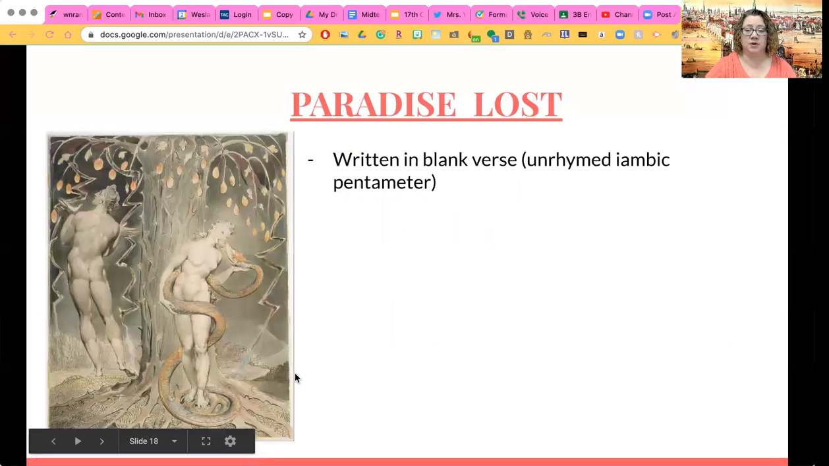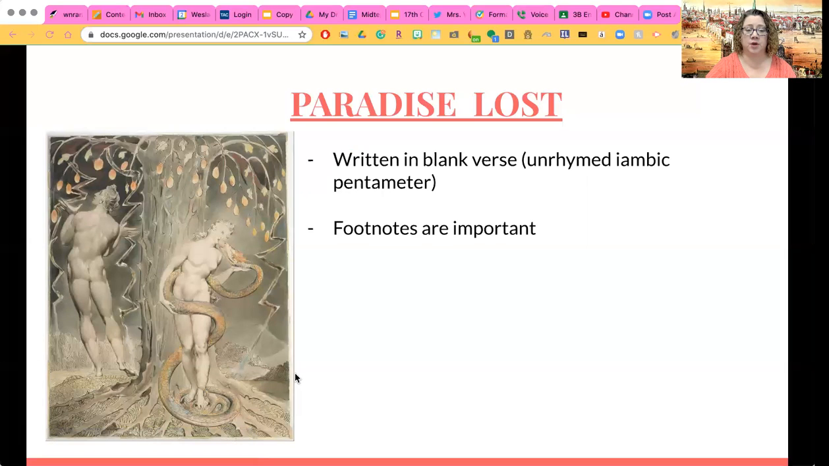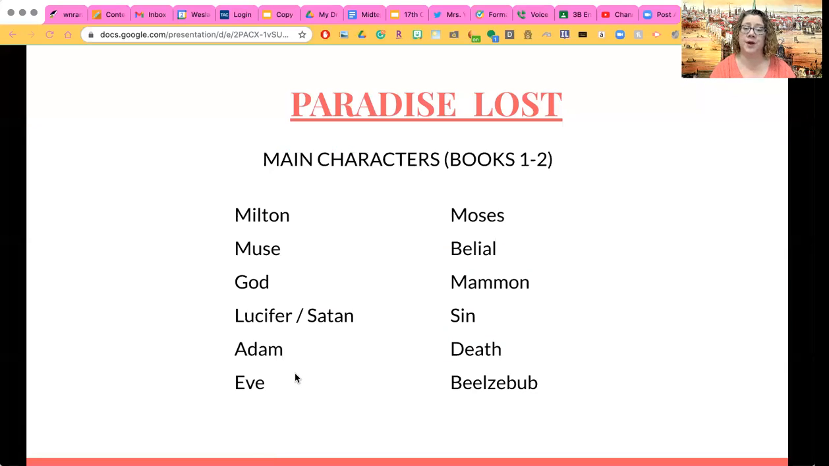We talked about that. So just as a reminder, do make sure that you read your footnotes. They're super important. And the last thing is, I know I'm running out of time, the main characters. You know how to pronounce all of these except this name right here, which is Belial. And this one down here is Beelzebub and Mammon. The rest of them I think you probably know how to say, but when you're reading it, you can do the correct pronunciation that way.